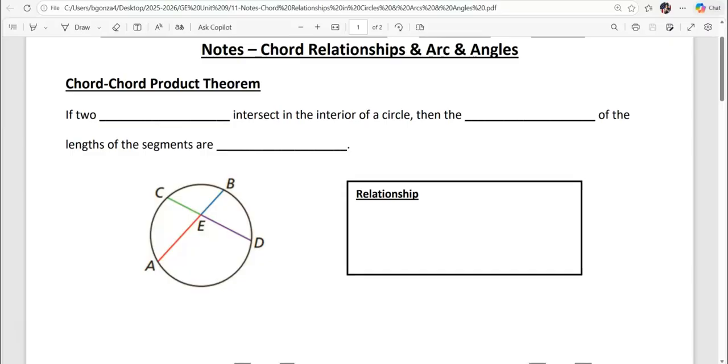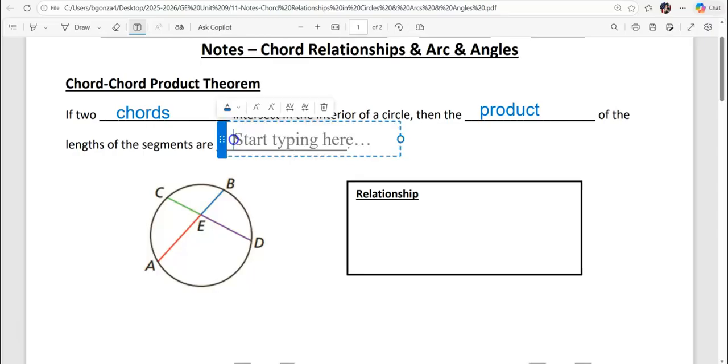So here we go. Two chords intersect. If two chords intersect in the interior of a circle, then the product of the lengths of the segments are equal.